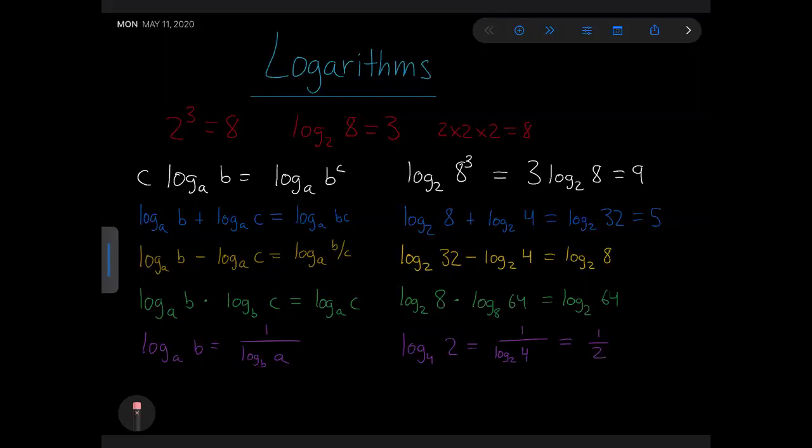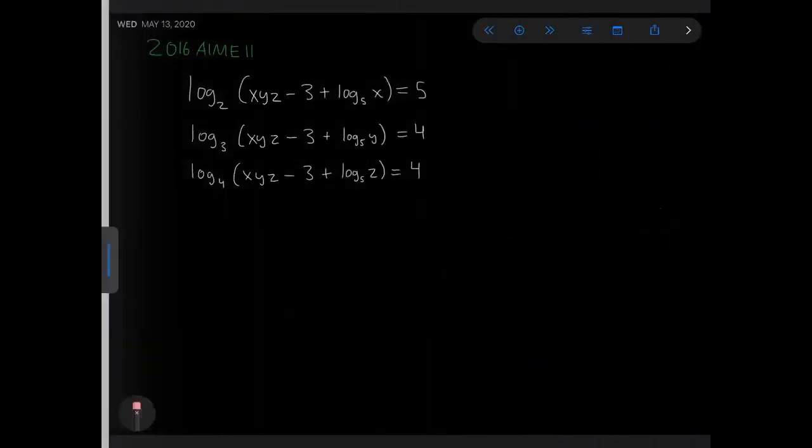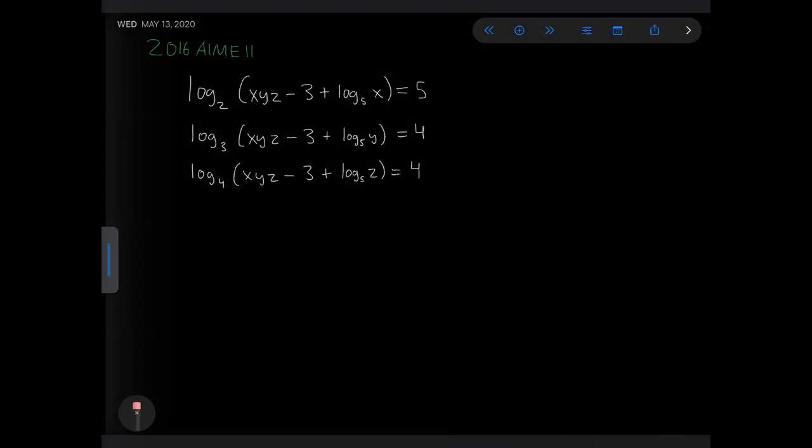All right, let's move on to our AMC problem. Before that, well, let's do this one. So log 2 of xyz minus 3 plus log 5x is equal to 5. And we have 2 more equations like it. So we're going to introduce systems of equations with logarithms through this problem. So take about 2 minutes and look at this. If you're curious, this is 2016 AMC 2 number 3.